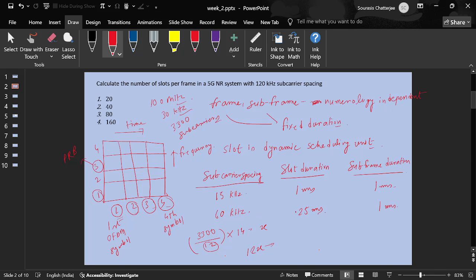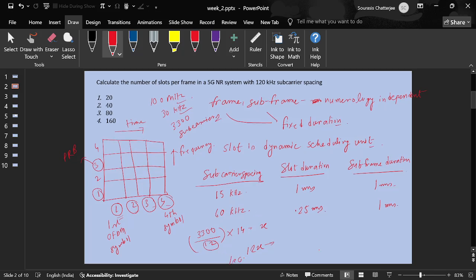Okay. So essentially you are saying if I go for a higher subcarrier spacing of 120 kilohertz here, my slot duration will be something like 0.125 millisecond, and subframe duration remains the same. So in each subframe I'm going to have 8 slots. So that translates to 80 in one frame. Right. Okay, thanks.